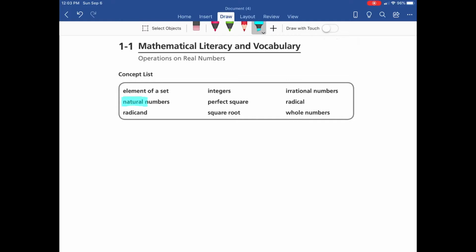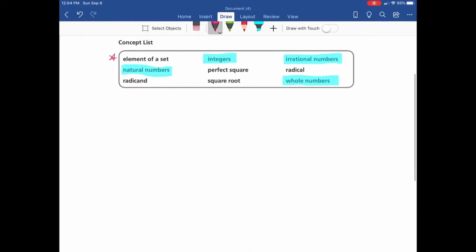For example, we touched on natural numbers and integers. We talked about irrational numbers, and we also worked a little bit with whole numbers. One branch off of these is this term right here, and it's an element. So let's just talk about what that means by definition. So an element of a set is a number that belongs to a set.